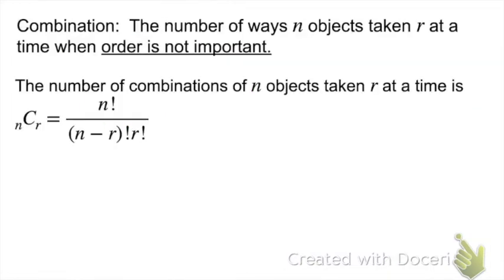We are now looking at combinations. Combinations are the number of ways objects are taken r at a time when order is not important. So when we did permutations, the order made a difference. With combinations, we don't care what the order is. So we have the number of combinations of n objects taken r at a time is NCR. Sometimes you'll hear this called n choose r. And it's n factorial over n minus r factorial, like what permutations was. But then we add in the denominator r factorial. The r factorial at the end gets rid of any duplicates you would have.